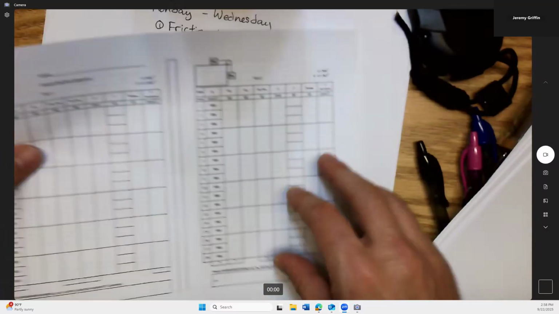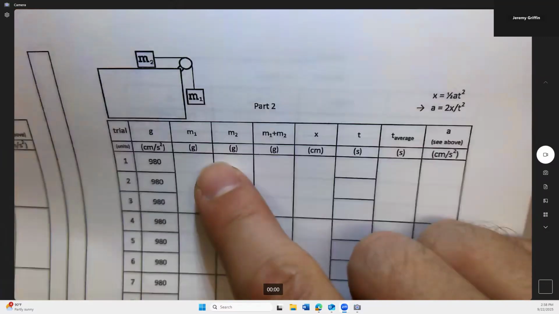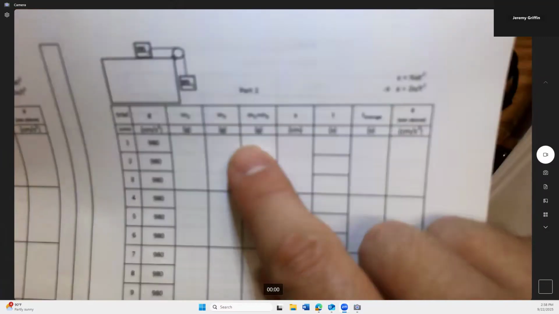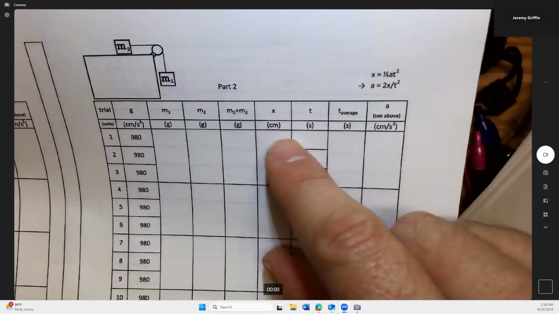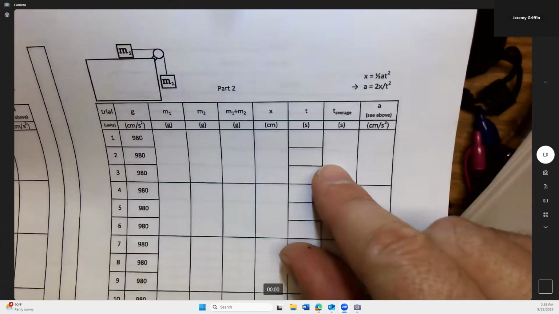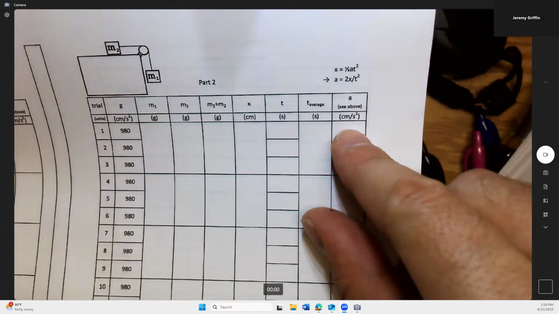Let's go to this table right here. So you're recording what is M1 and M2, what are the masses. What's the sum of the masses ends up entering into the answer. How far did it fall, x in centimeters? Take 3 times and an average with the stopwatch. You can calculate the acceleration, again going through kinematic motion. You guys good so far?